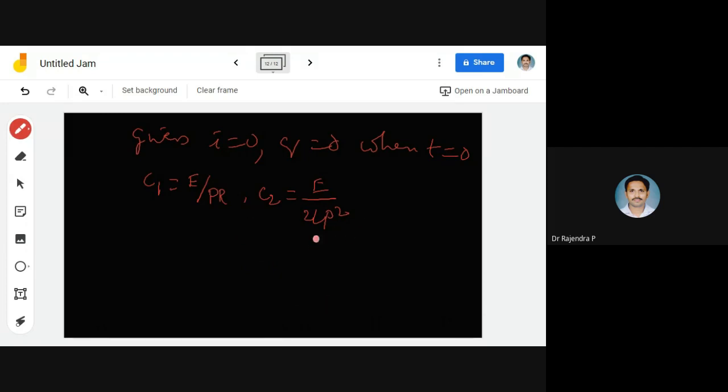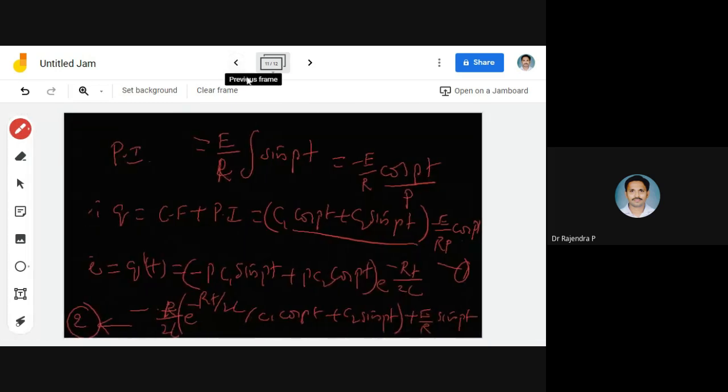So once you substitute these two in those two equations, at any time t, we are going to get the current. I think they only ask in this problem to find the current, so in the second equation we have to substitute. I want to tell you one thing here: e power minus RT by L, minus RT by 2L, is something like the e power minus x form. Does anybody remember that series expansion?